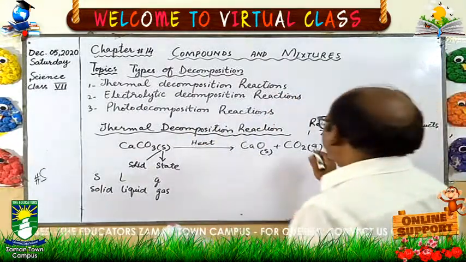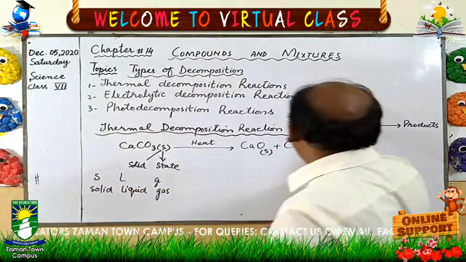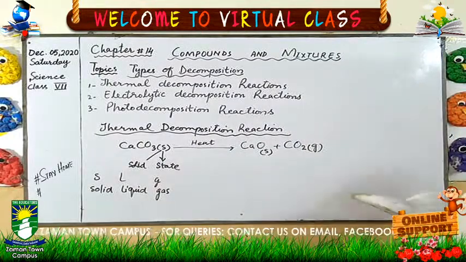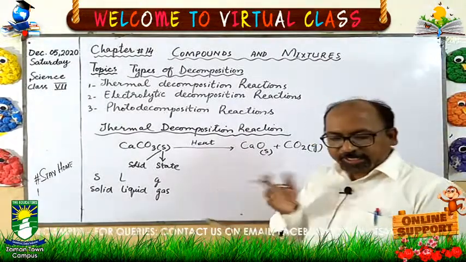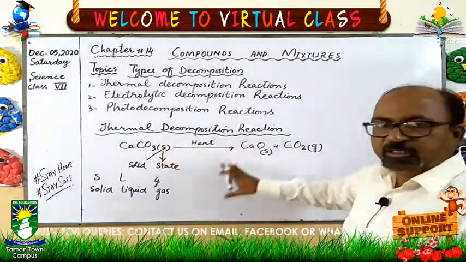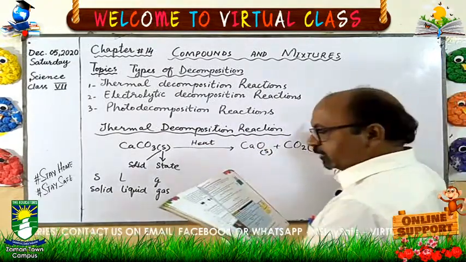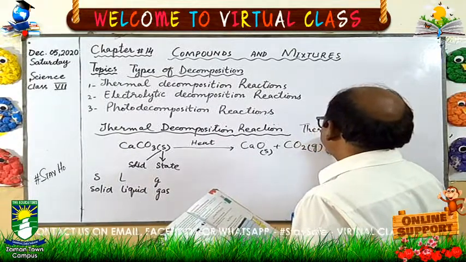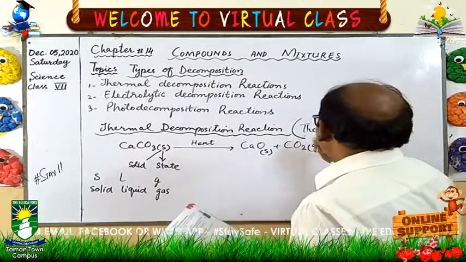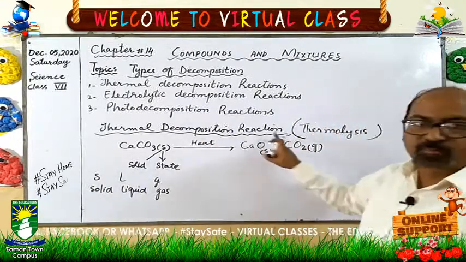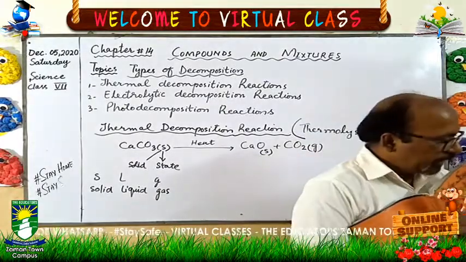Another name for this is thermolysis. We can also call it thermolysis. So if any question comes in your homework, what is thermolysis, then you can explain the thermal decomposition, and if you want you can give the example as well. Thermolysis is the second name of thermal decomposition reaction. Next is electrolytic decomposition reaction.